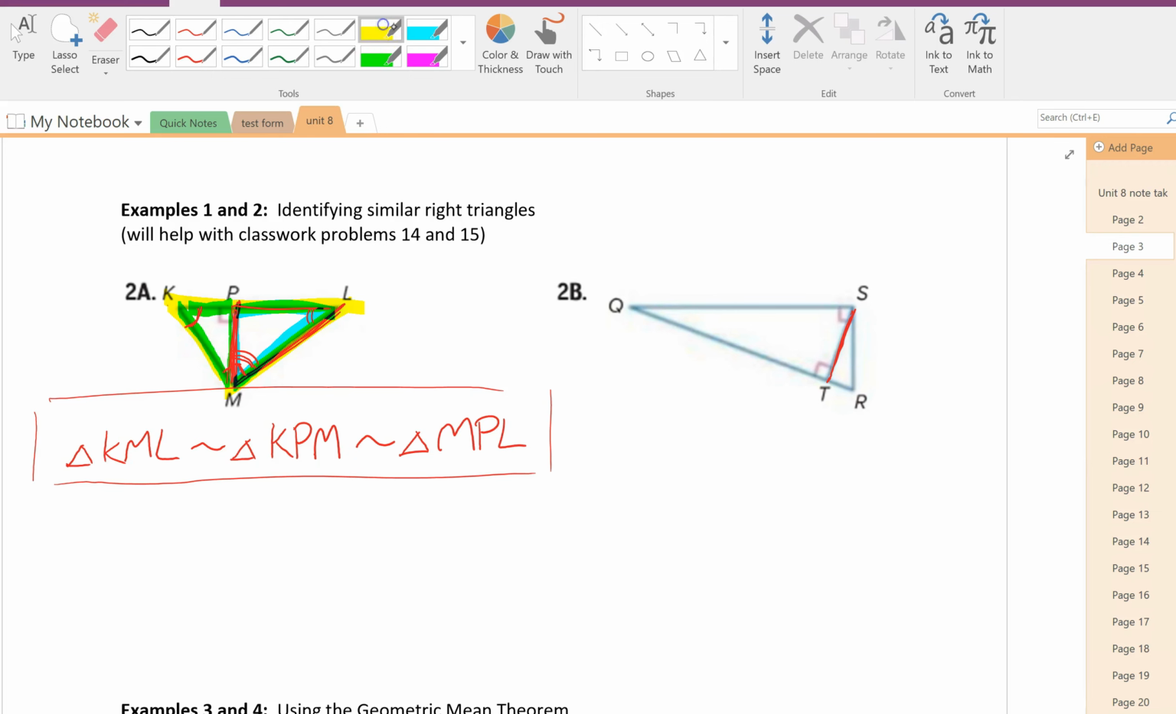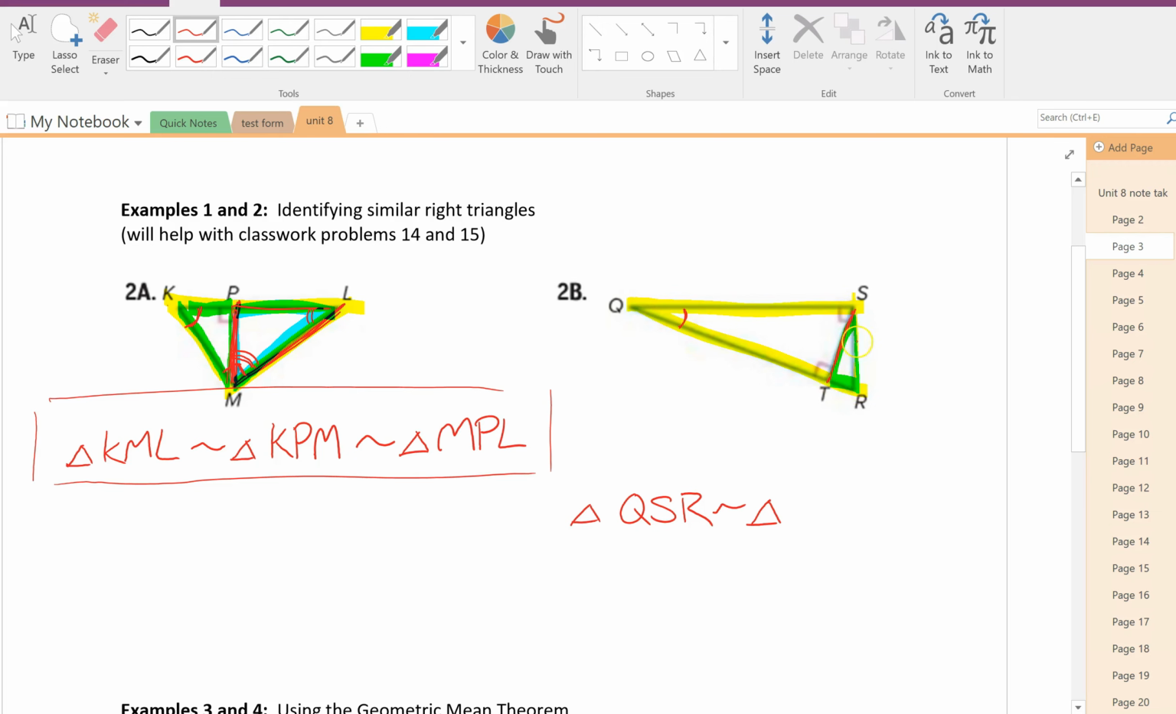2B, same thing. I'm going to start with the big triangle, which I'm just going to name triangle QSR. That's going to be similar to this little tiny triangle here. So where did I start on the big triangle? I started at the smallest angle, and then I traveled along one of the longer sides, but that's not the hypotenuse.